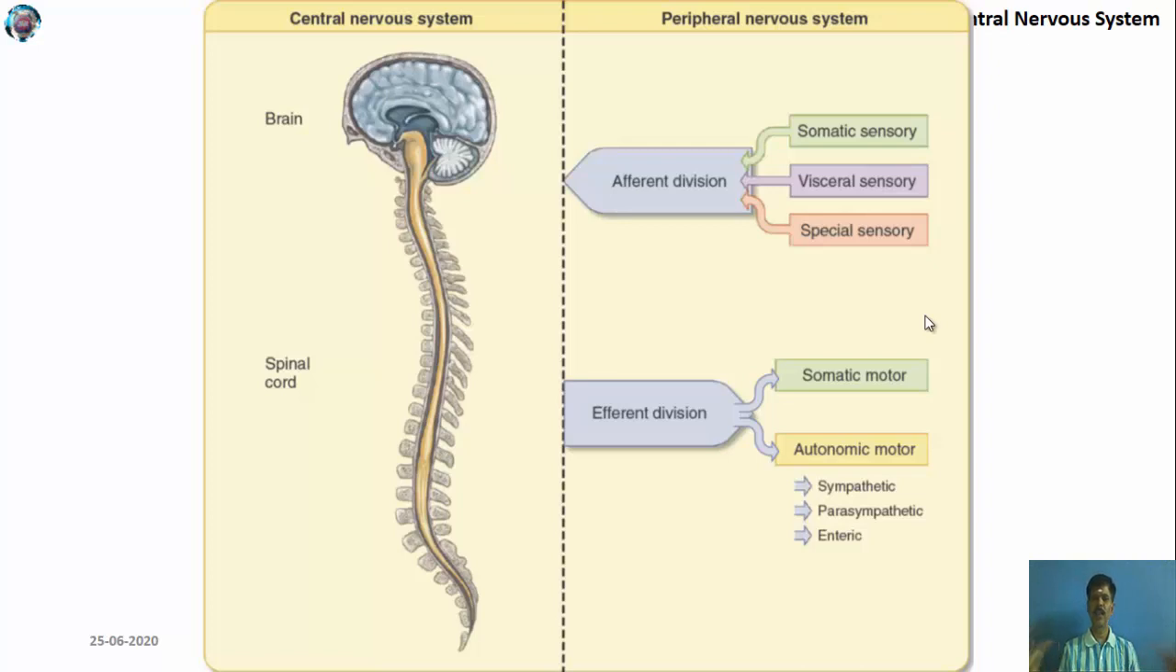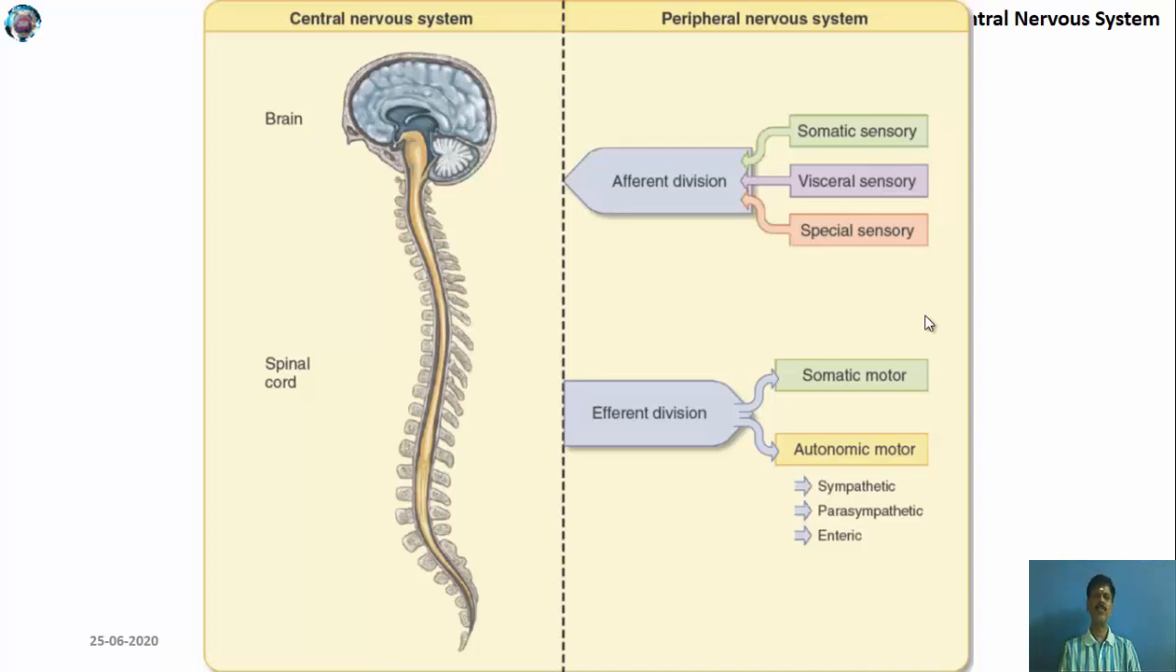So the nervous system can be classified into the central nervous system and the peripheral nervous system. The central nervous system mainly comprises two parts, brain and spinal cord. The peripheral nervous system is again divided into two: afferent and efferent. Afferent is of three types, efferent is of two types, and in efferent, the autonomic motor system is again divided into three types: sympathetic, parasympathetic, and enteric. So if we cover all these topics, then we will finish the nervous system.